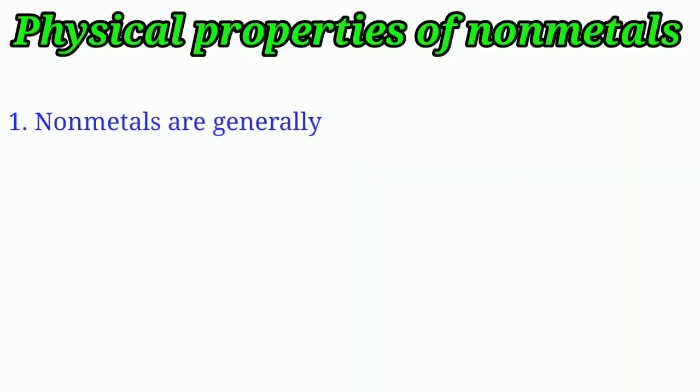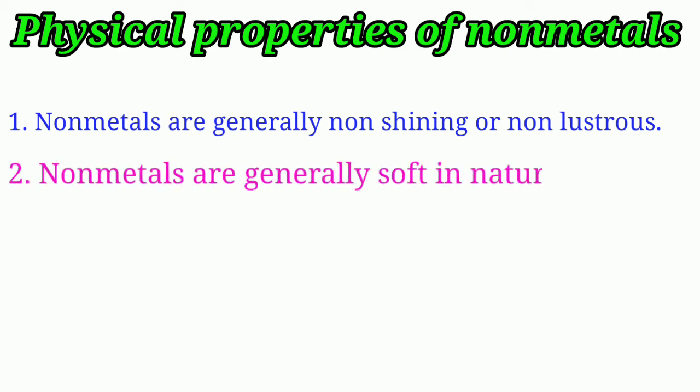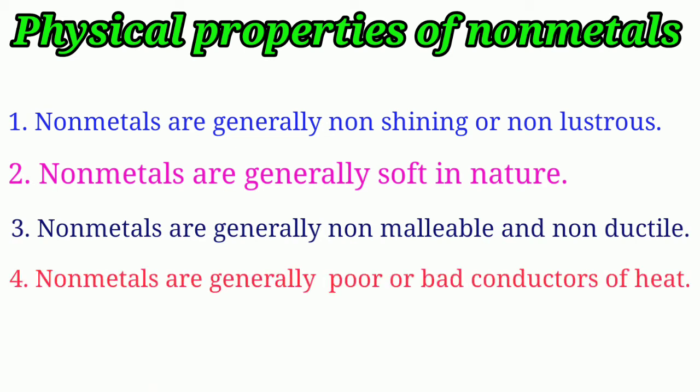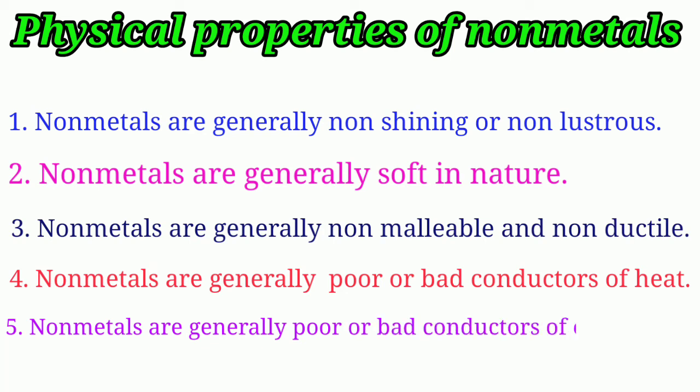First, non-metals are generally non-lustrous. Second, non-metals are generally soft in nature. Third, non-metals are generally neither malleable nor ductile. Fourth, non-metals are generally poor or bad conductors of heat. Fifth, non-metals are generally poor or bad conductors of electricity also.